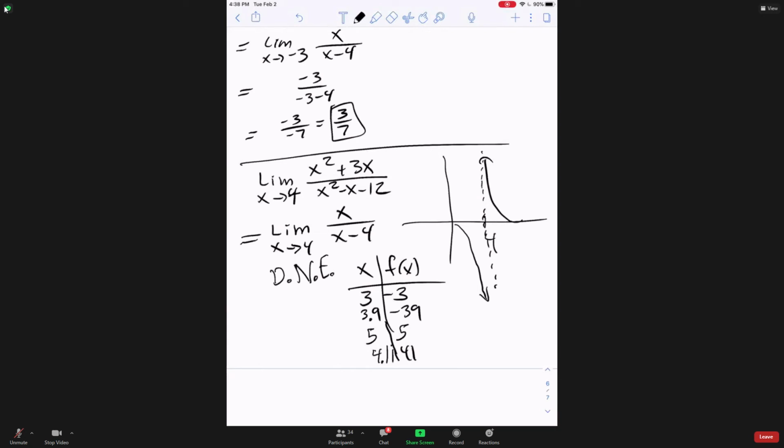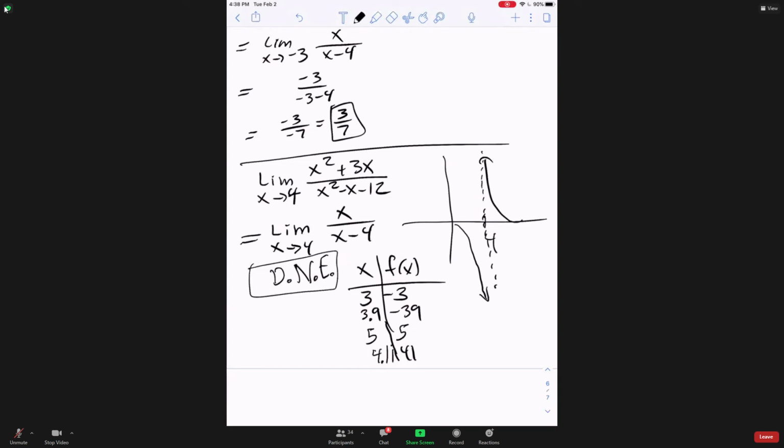How are we doing? So, when we're doing these problems, would you recommend just simplifying first or plugging in first? Because we can also plug in first and then simplify, couldn't we?